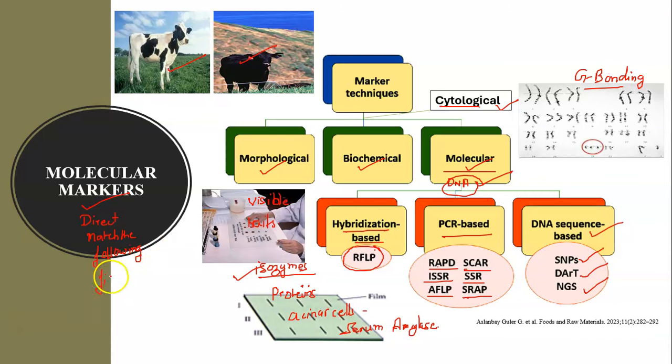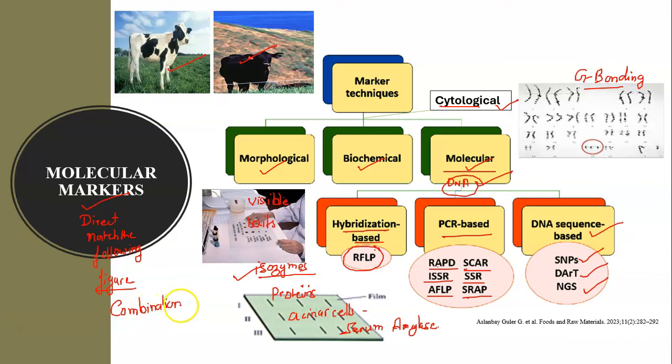Then you can also expect figure-based questions where they give you a band profile and ask which progeny belongs to the parents, or whether the marker is codominant or dominant. By looking at the band profile, you have to find out. You can even expect combination-based questions.